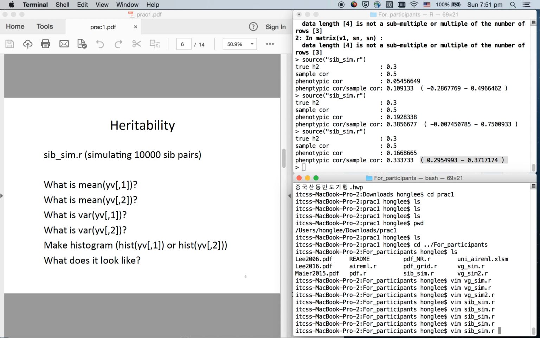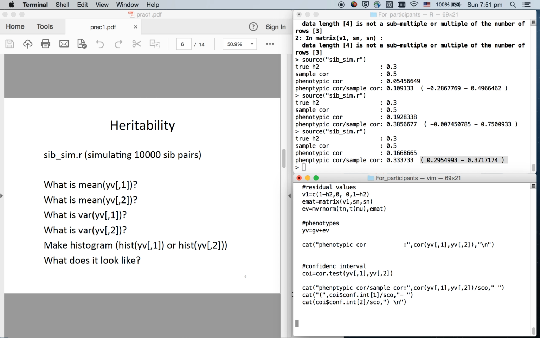Let's briefly have a look at how to get this confidence interval. That is from this function, cor.test. The coefficient from this function actually gives the 95% interval. That is from this.